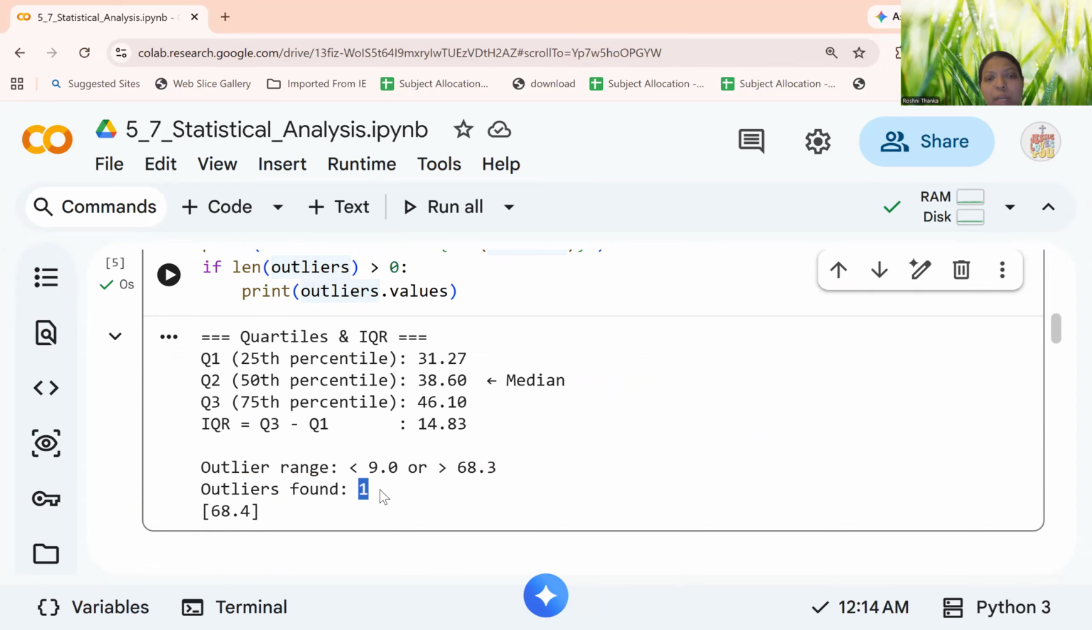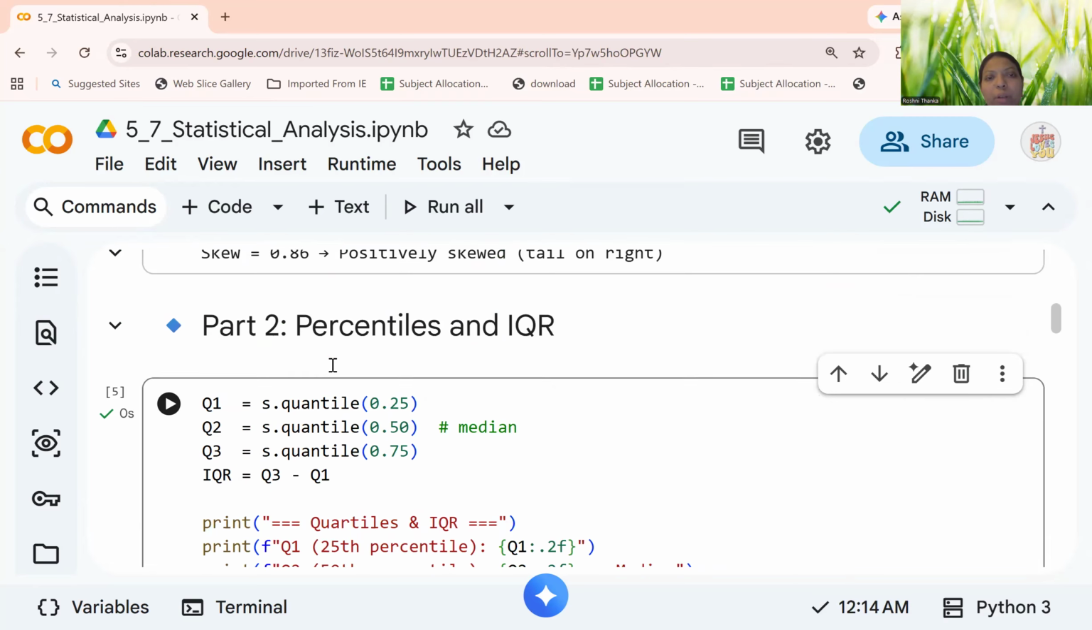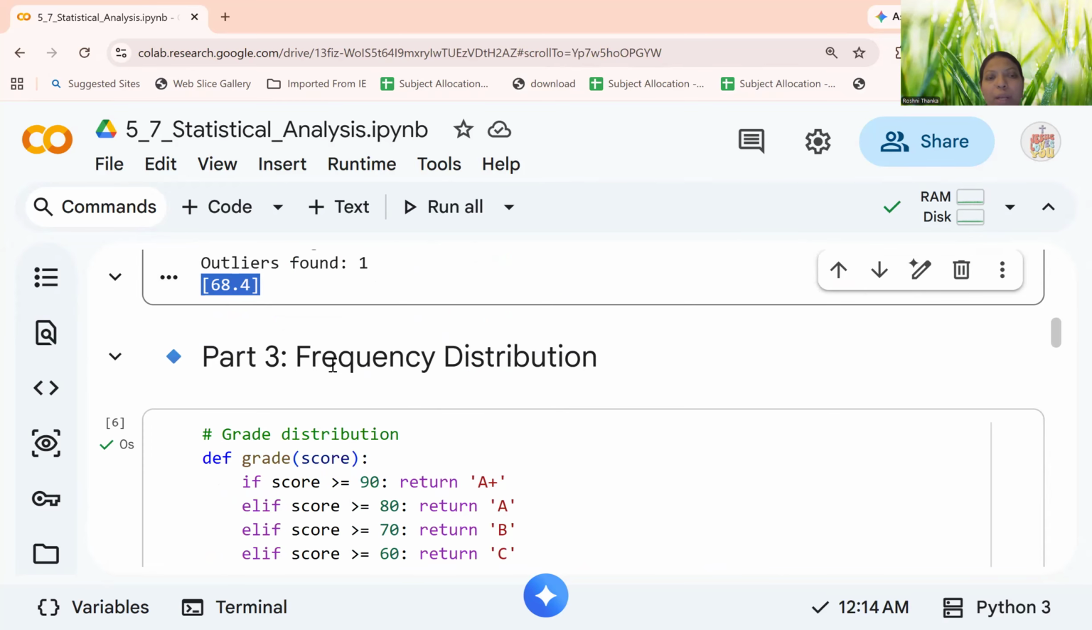So in our data we have only one outlier, and the value is 68.4, because the upper limit we have given is 68.3. Whichever value goes beyond that is an outlier. So in our data set only one outlier is there, with the value of 68.4. This is how we use percentiles and IQR specifically to find the abnormal values.